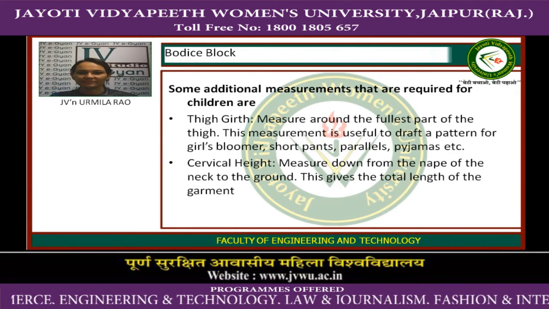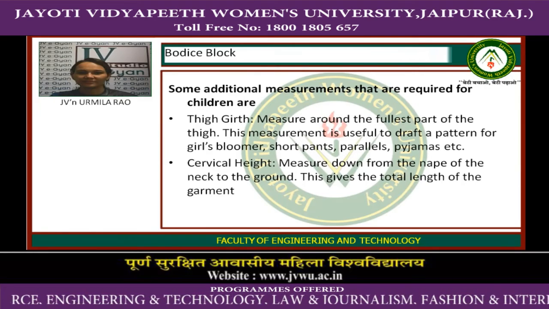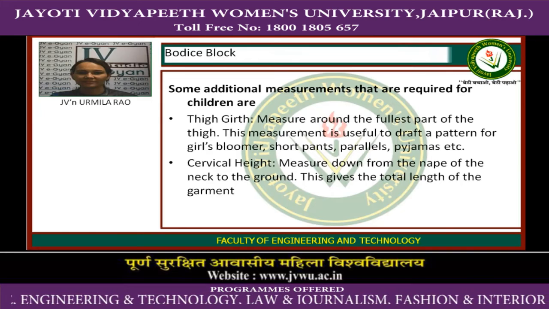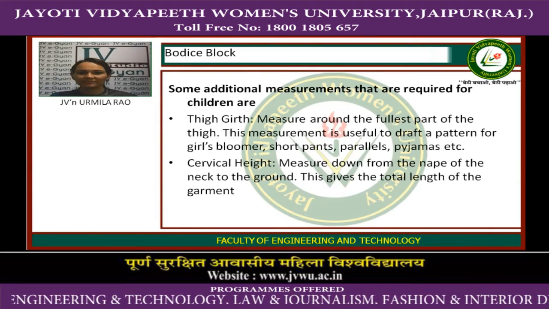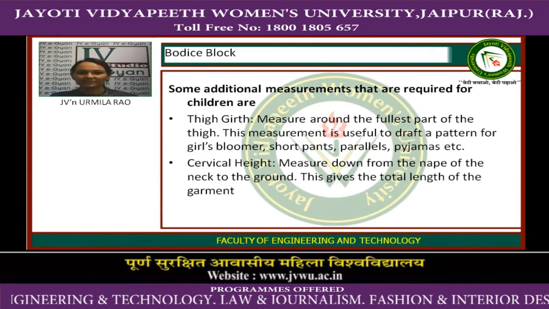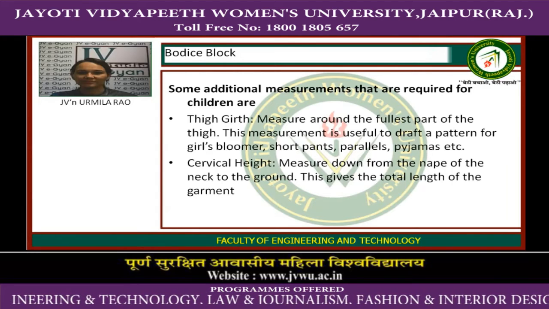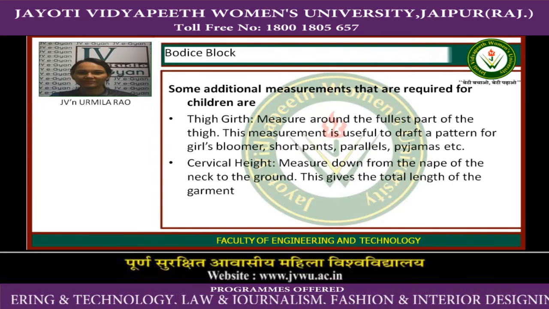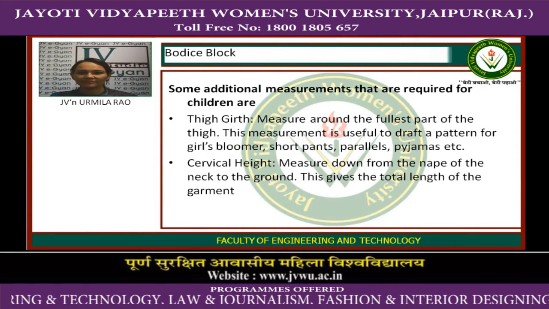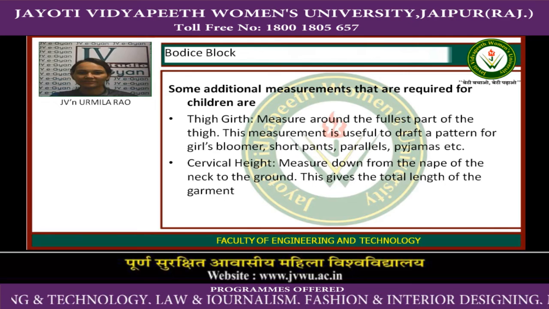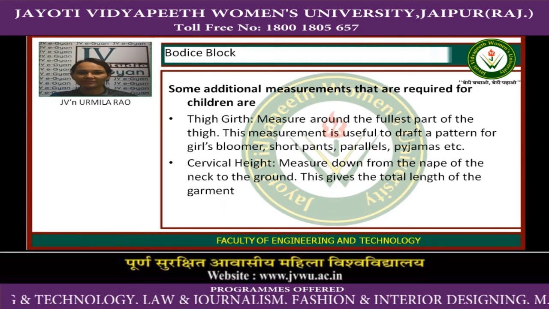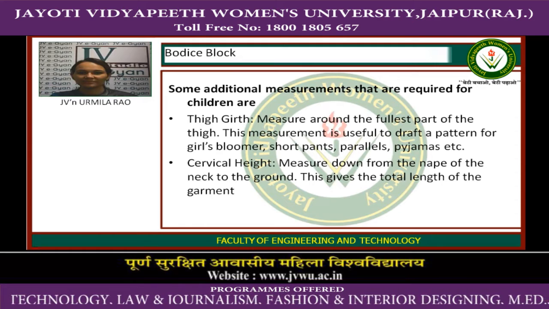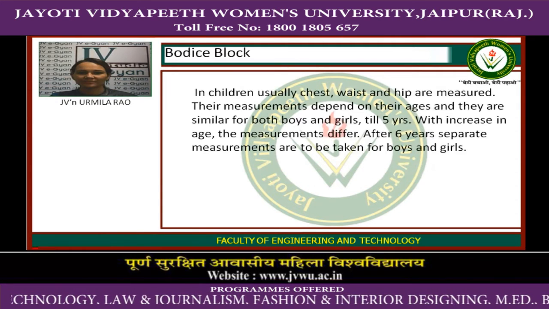Some additional measurements that are required for children. The thigh girth: we need this additional measurement for children, measured around the fullest part of the thigh. The measurement is useful to draft a pattern for a frock, bloomer, short pants, pajama, etc. Cervical height, measured down from the nape of the neck to the ground. This gives the total length of the garment.